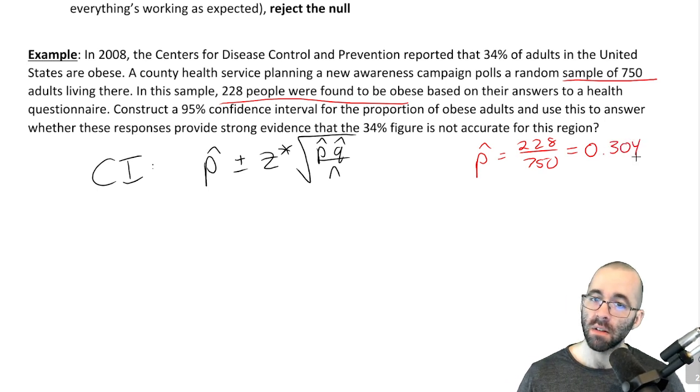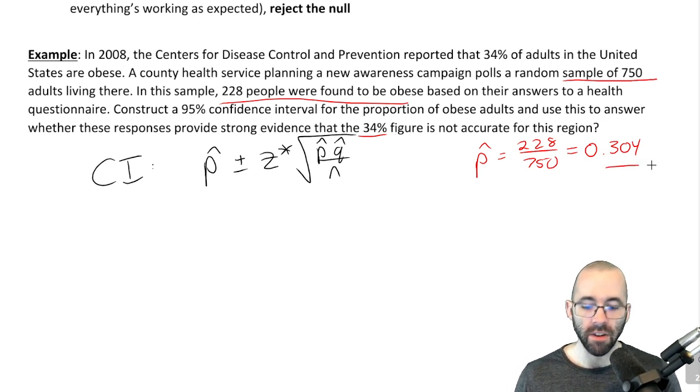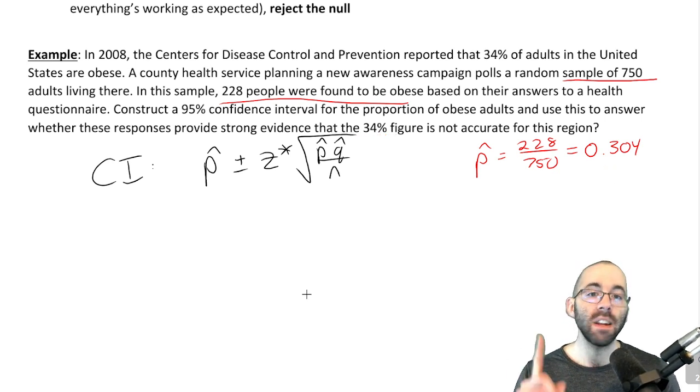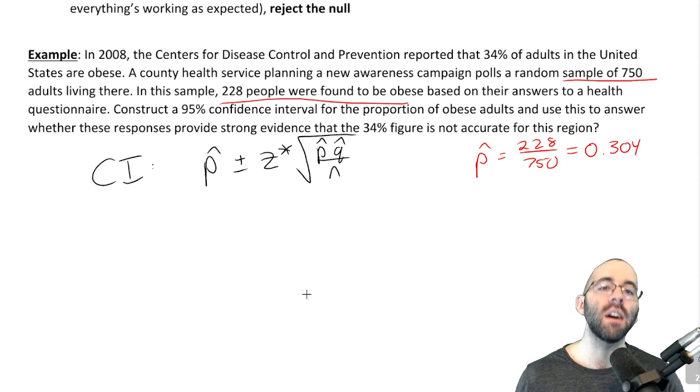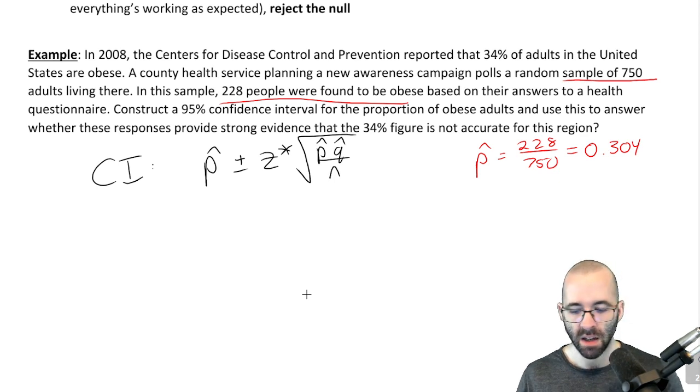So again, I know that 30% is smaller than 34%. We're trying to say, is this far enough? Is this statistically significantly smaller than the national average? Or did we just get lucky with who we surveyed? Can we really claim this or not? We're going to use confidence intervals to do that.